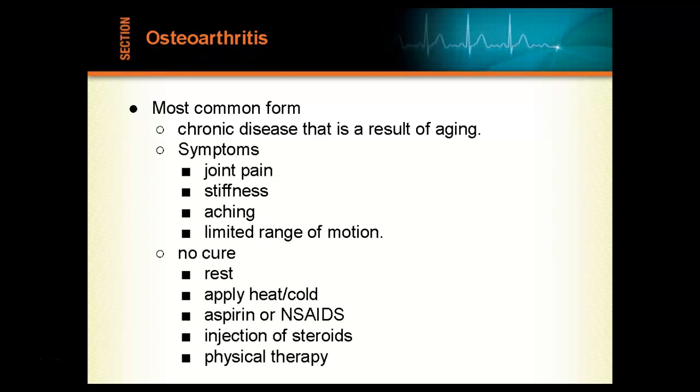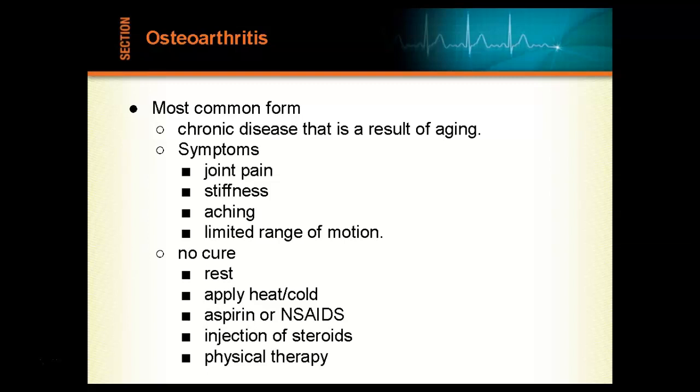It is a chronic disease that is a result of aging. So pretty much everybody is going to end up with some amount of osteoarthritis. The symptoms are joint pain, stiffness, aching, and limited range of motion, and you may see this abbreviated ROM. All of those are the symptoms of osteoarthritis. There is no cure for this.